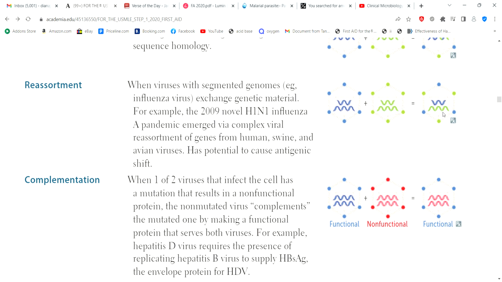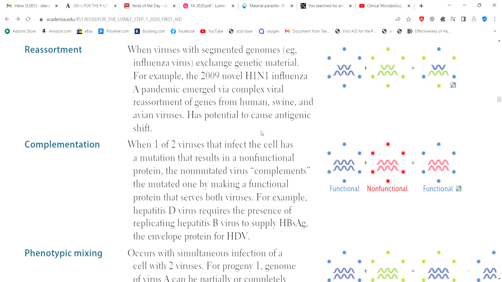So this right here, it says a pandemic emerged by a complex viral reassortment of genes from human, swine, and avian viruses. What that means is the influenza virus is made out of genes from humans, pigs, and birds, and that's what caused a pandemic. It has potential to cause antigenic shift. So that's what that is.